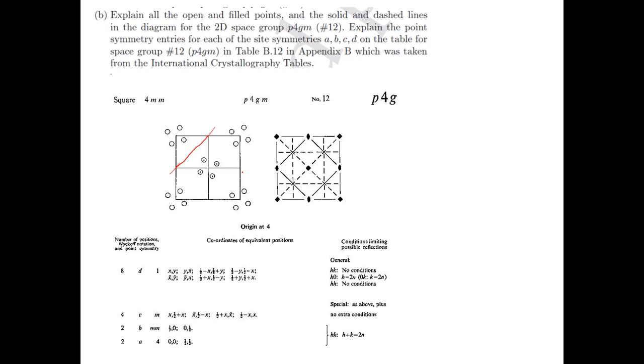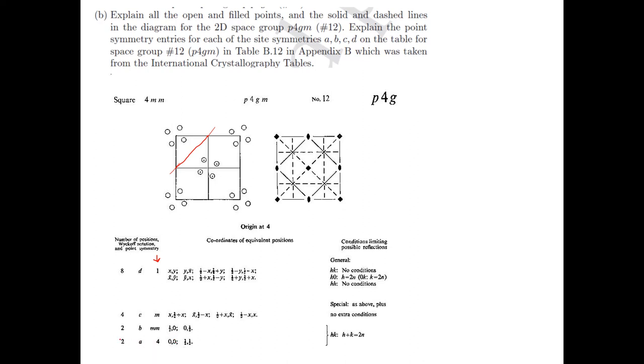All right, explain the point symmetry entries for each of the site symmetries A, B, C, D on the table. So these are the so-called point symmetries or site symmetries in this column here of our table, okay? You can see here that this happens frequently for non-symmorphic groups. It's not a single point that is mapped into itself by all symmetry operations of the group, not only the origin, because of these glide plane operations, okay?